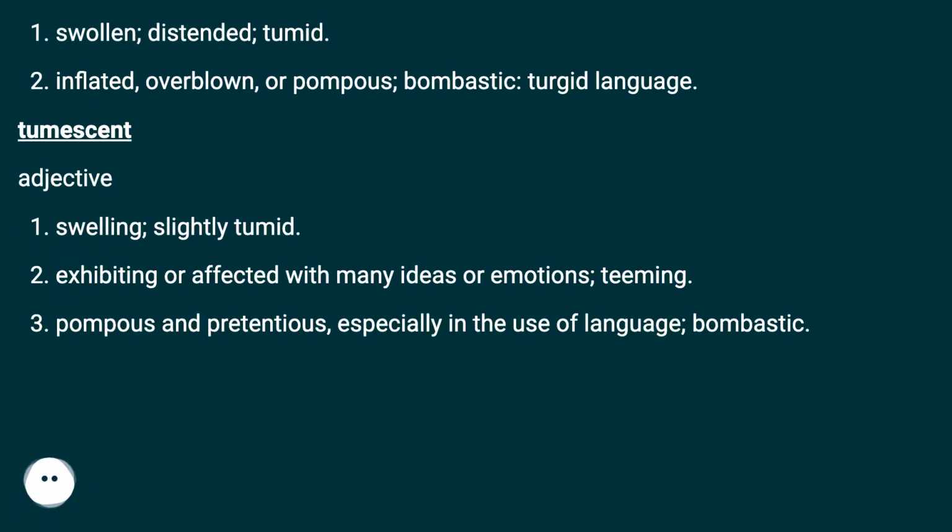Tumescent. Adjective. Swelling, slightly tumid. Exhibiting or affected with many ideas or emotions, teeming. Pompous and pretentious, especially in the use of language, bombastic.